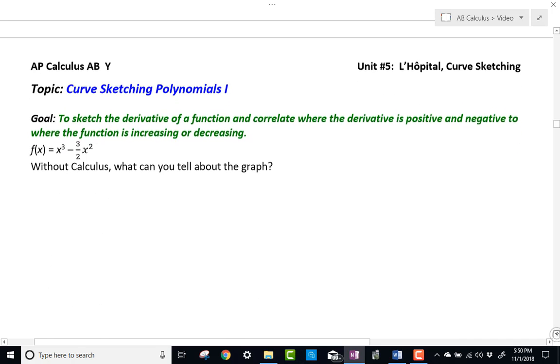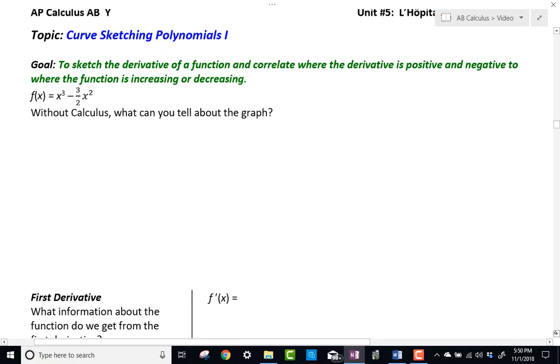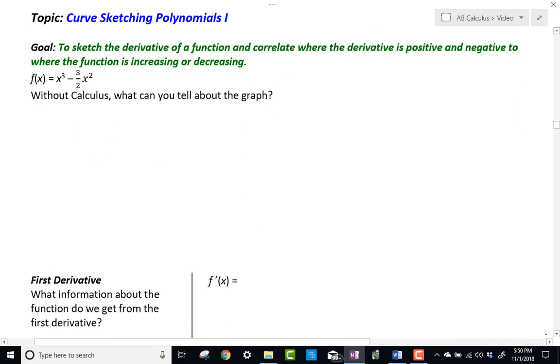So the first one says, all right, we're given a function x cubed minus 3/2 x squared, and without calculus, what can you tell about the graph? So we're going to look at everything we can possibly say about this graph.